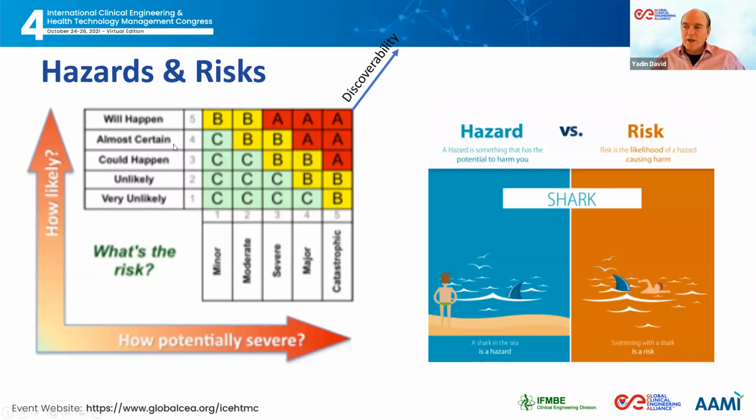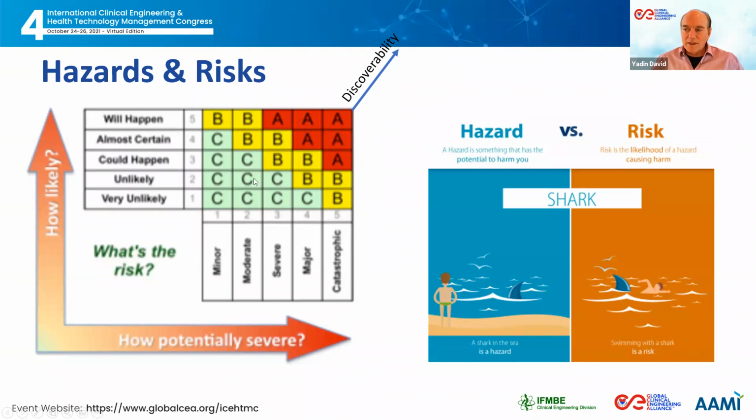And if you look at the probability that something will happen, the damage that can happen might be minor. You can see something that is unlikely, very unlikely, with minor outcome has very little risk. But on the other hand, if we know something is almost certain or will happen, and the result will be catastrophic, you can see the red.